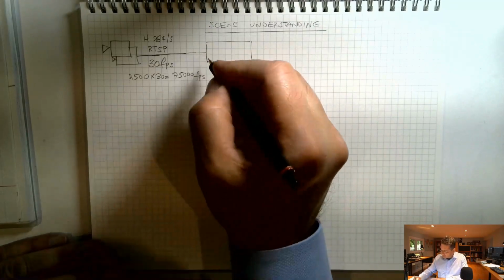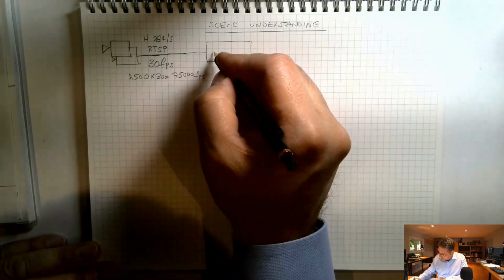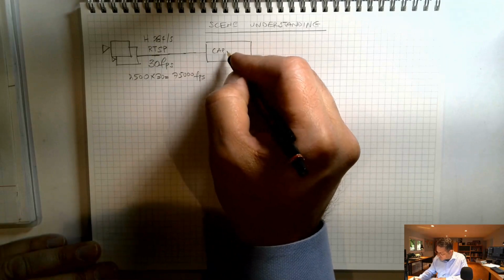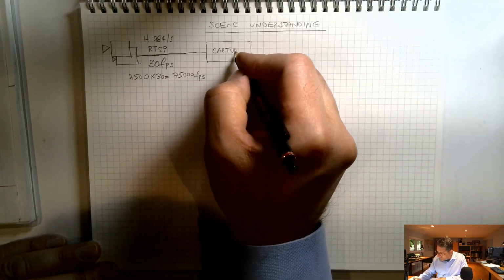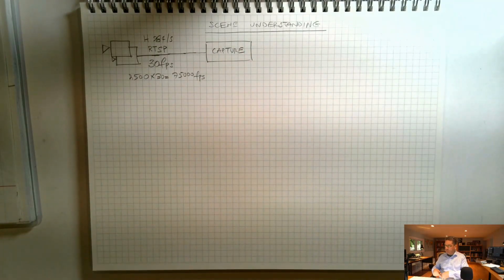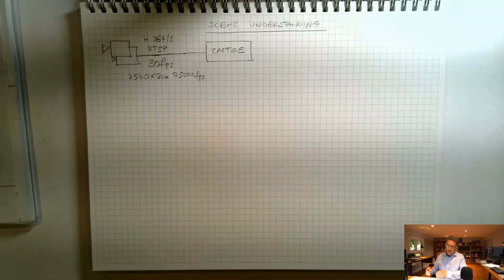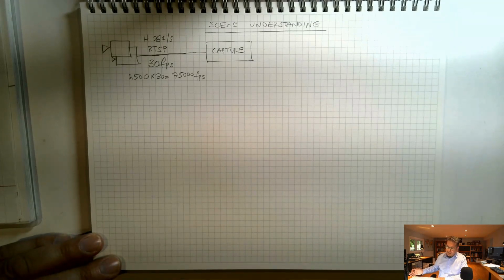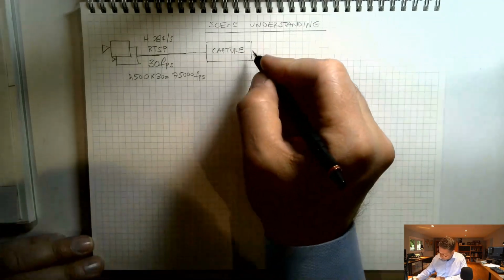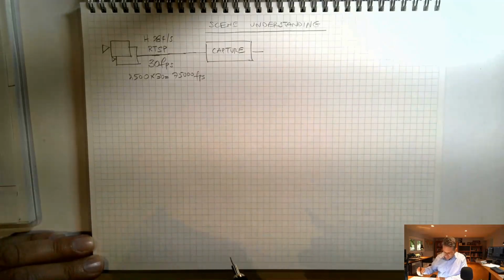Okay, so the first thing that this stream undergoes is a capture, where we take the stream, we decompress it, and we extract the frames, and all the subsequent processing is going to be done on a frame-by-frame basis, at least in this simplistic approach that we will have here.